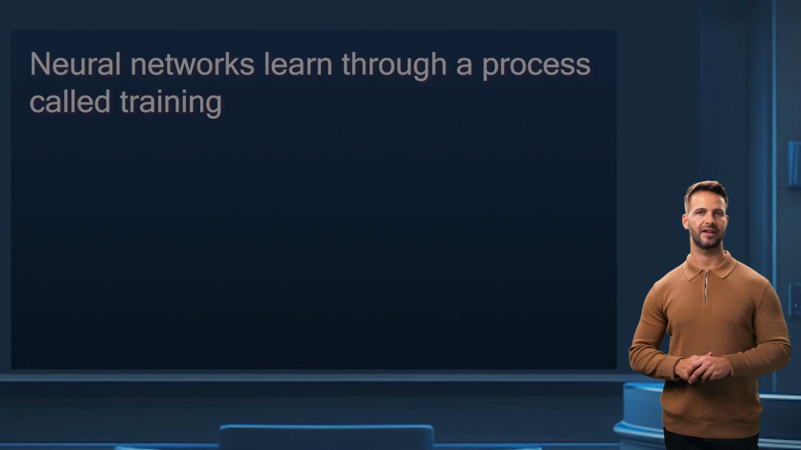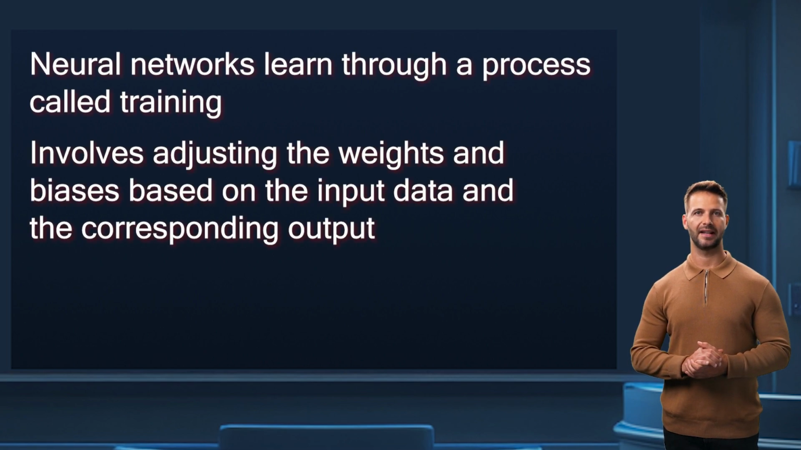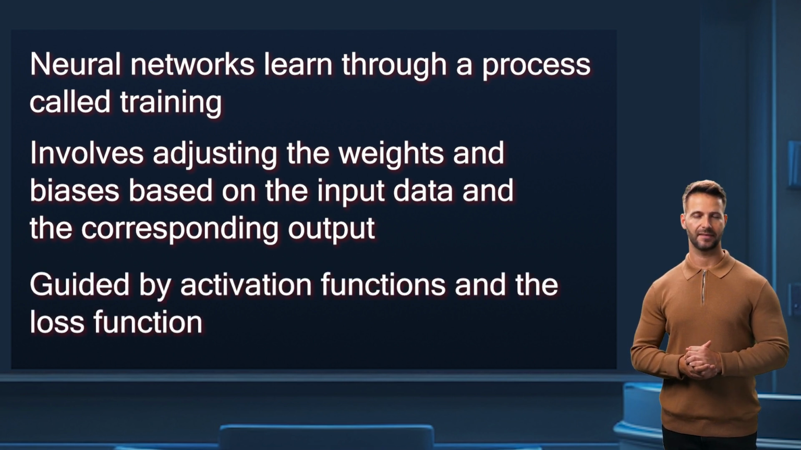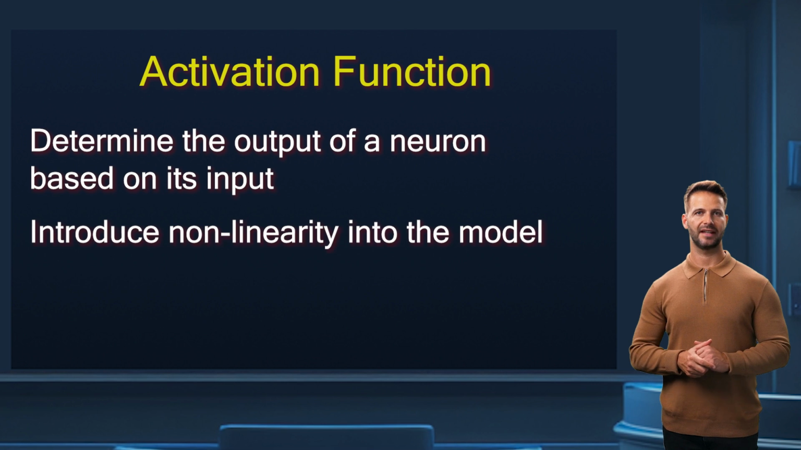Here is how neural networks learn. Neural networks learn through a process called training, which involves adjusting the weights and biases based on the input data and the corresponding output. This process is guided by two key concepts: activation functions and the loss function. Activation functions determine the output of a neuron based on its input. They introduce nonlinearity into the model, allowing neural networks to learn complex relationships.